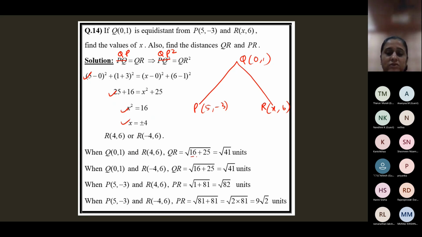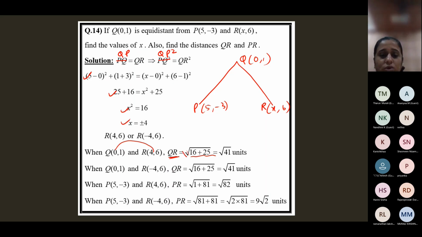So I haven't shown the working here, but I hope you understand. So the difference between the x coordinates, 0 minus 4. See, children, one thing is when you're finding QR, you have to take the square root. Only when it's an equation like this, QP is equal to QR, you can say QP square is equal to QR square, and you'll work without the square root. Now, when you're finding the distance QR, it is the square root of (x2 minus x1) the whole square plus (y2 minus y1) the whole square. Don't forget the square root symbol.